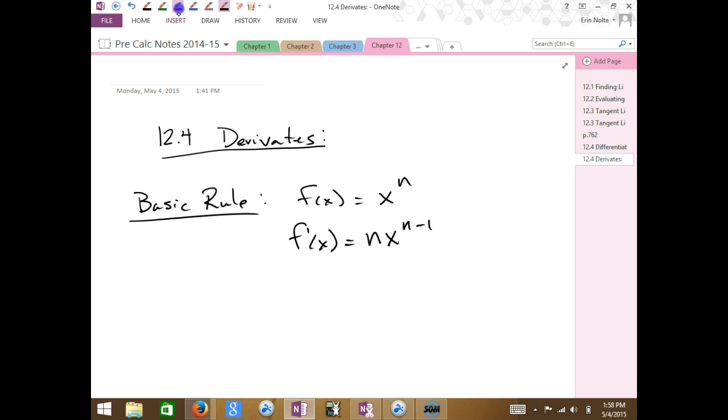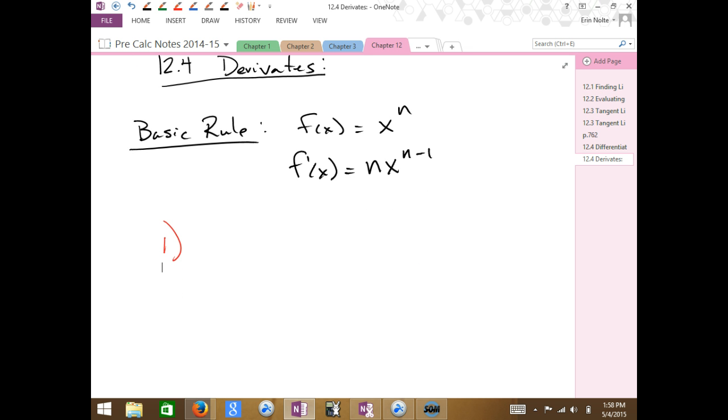I'm just going to do some examples until I feel like you guys have this, and then I'll give you the assignment. Okay? So let's say we have x cubed plus 4x squared minus 5x plus 8. Right now I have a fairly complicated polynomial with 4 terms. All I'm going to do is derive each term individually.